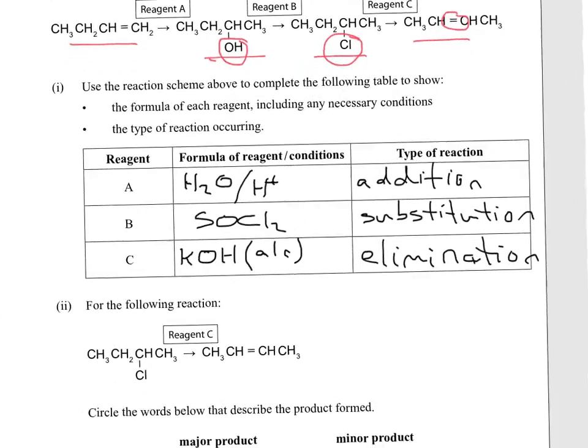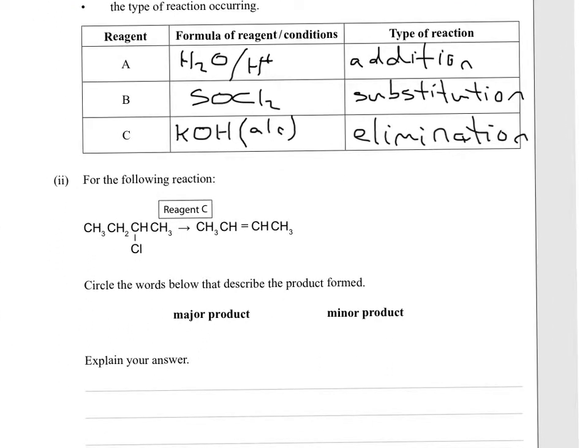Okay, so let's move this up a bit. And here we've got reaction C happening again, and they're asking, is this a major or minor product? Okay, so in this case we're trying to remember the rule about what happens when we eliminate a chlorine and a hydrogen. This is the opposite to Markovnikov's rule, where the rich get richer. This is the rule that the poor get poorer.